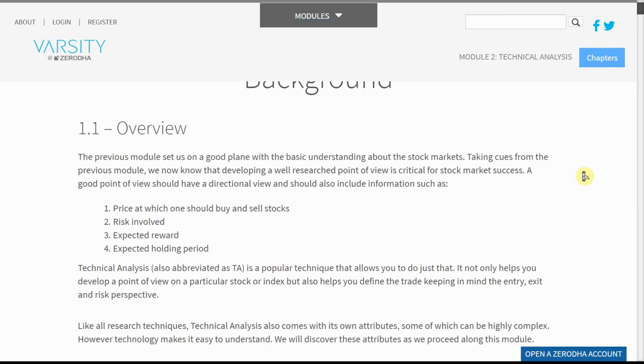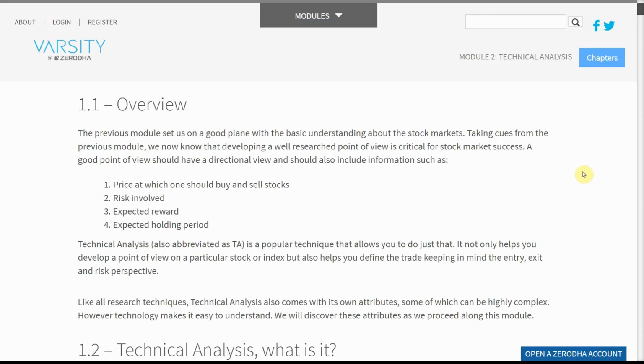Chapter 1. Background. 1.1 Overview. The previous module set us on a good plane with the basic understanding about the stock markets. Taking cues from the previous module, we now know that developing a well-researched point of view is critical for stock market success. A good point of view should have a directional view and should also include information such as price at which one should buy and sell stocks, risk involved, expected reward, expected holding period.